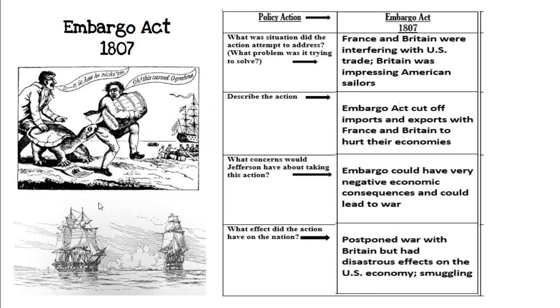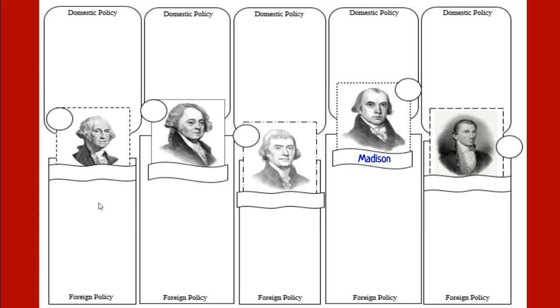His second act was the Embargo Act, and this was really done to try to stop the impressment of U.S. sailors. It cuts off imports and exports with France and Britain and hurts their economies, and also mainly hurts the U.S. economy. It does postpone war with Britain, but has bad effects on the U.S. economy and also leads to smuggling.